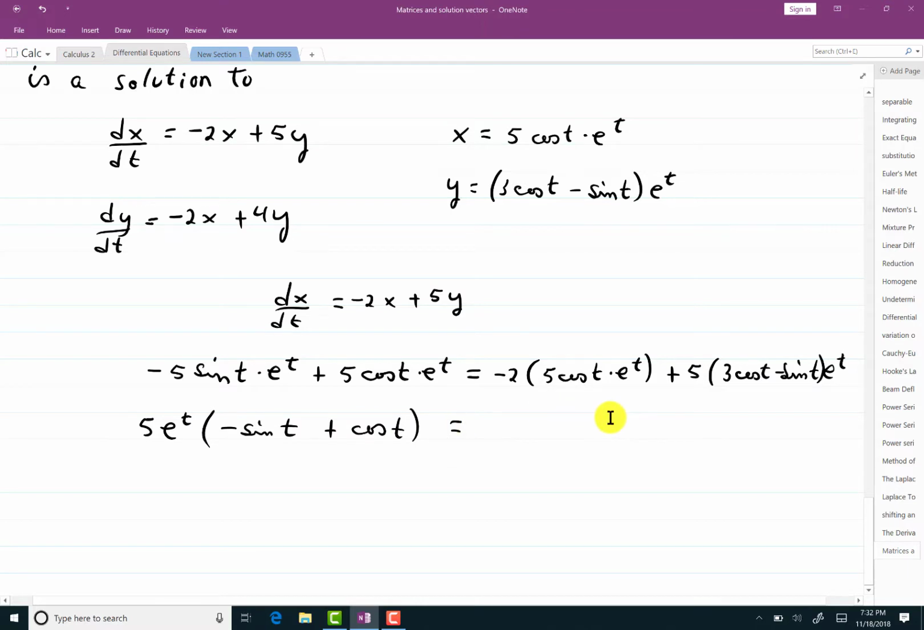And we'll try to do the same thing here. I notice that there is an e to the t attached to everything, so I'll pull it out. And what is left? Here I have negative 10 cosine of t, and then I have plus 15 cosine of t, and minus 5 sine of t.